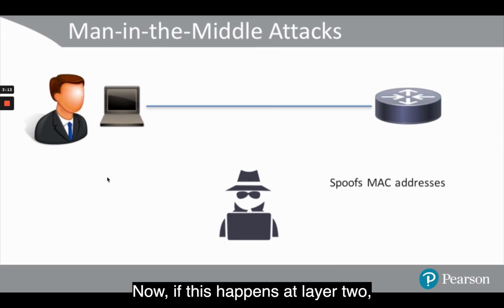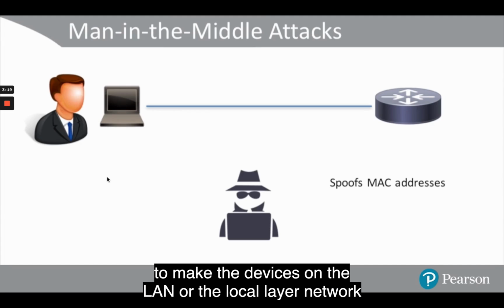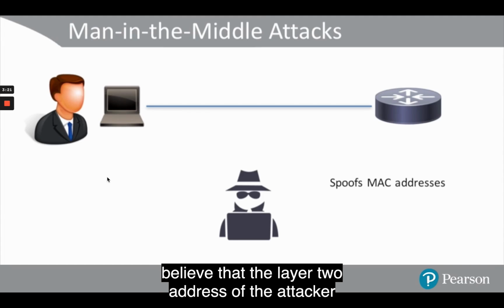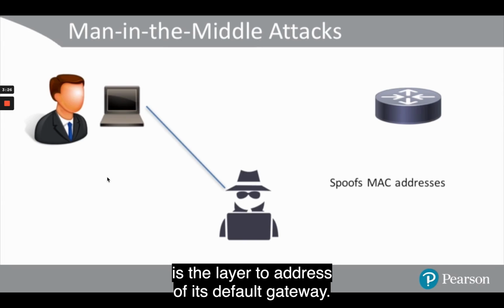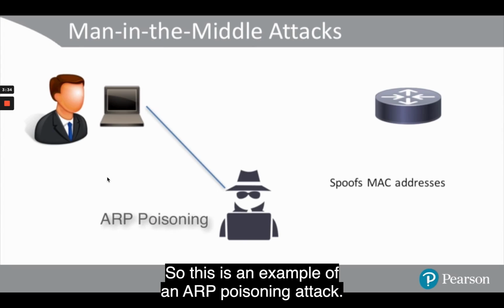Now, if this happens at layer 2, the attacker spoofs the layer 2 MAC address to make the devices on the LAN, or the local area network, believe that the layer 2 address of the attacker is the layer 2 address of its default gateway. And this is often called ARP poisoning. So this is an example of an ARP poisoning attack.